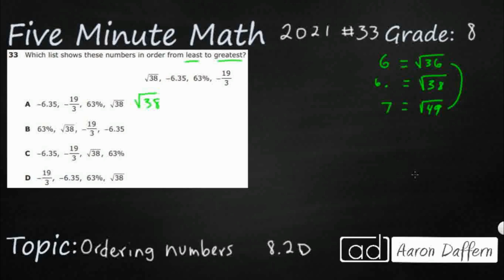But take a look at this range right here. From 36 to 49, that is a range of 13. And you notice that the square root of 38 is only 2 away from 36, but it's 11 away from the top. So if you were to stretch this out on a number line, you would see square root of 36, square root of 49, you would see 7. You would see the square root of 38 right there. It's really close to 36.